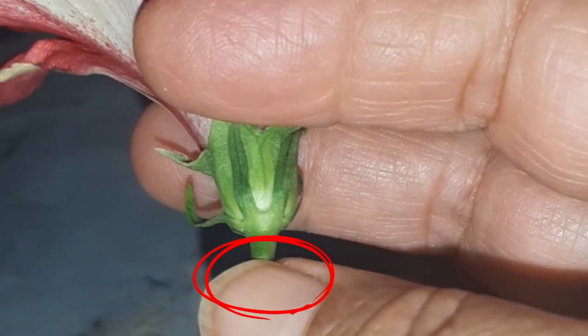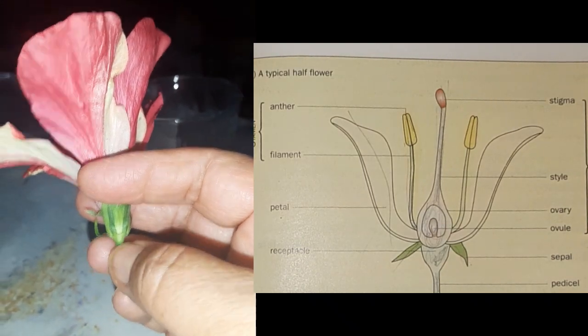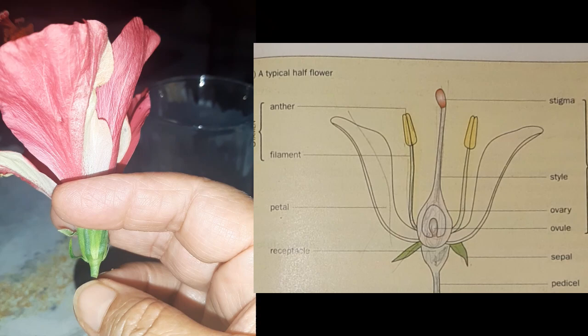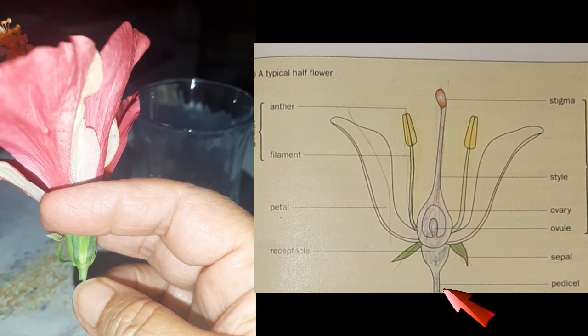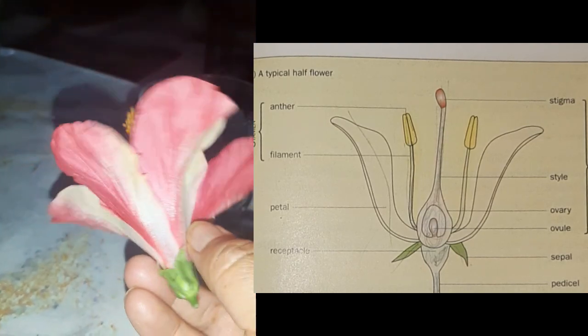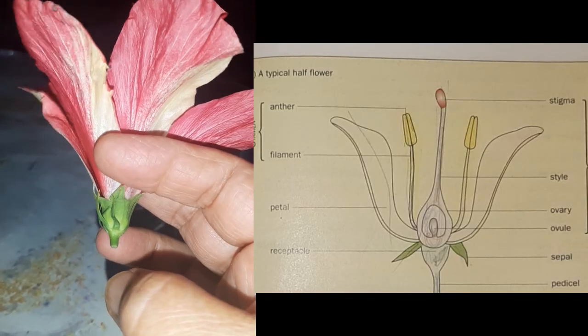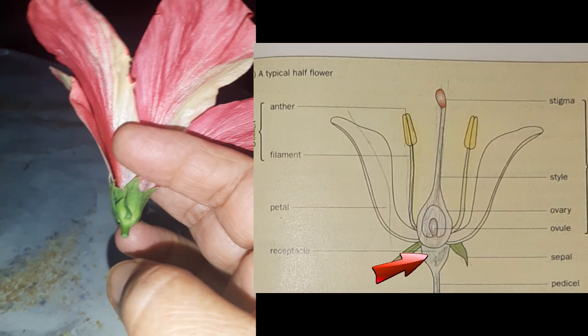Now this part, this small stalk, when I picked it from the plant, I picked it from here. This was a little longer, and this is actually a flower stalk which is called the pedicel. And now you can see this part on which all these parts of the flower are attached. It is called the receptacle, and on this part all the rest of the parts of the flower are attached.